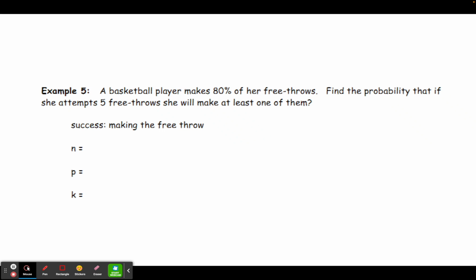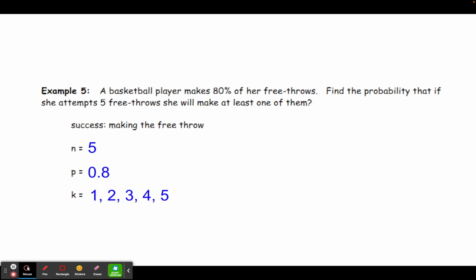In example 5, a basketball player makes 80% of her free throws. Find the probability that if she attempts 5, she will make at least 1 of them. So success in this case is her making a free throw. She's attempting 5. The probability she makes it is 80% or 0.8. And K is at least 1. So at least 1 means 1 or more, which in this case would be making 1 or 2 or 3 or 4 or 5.